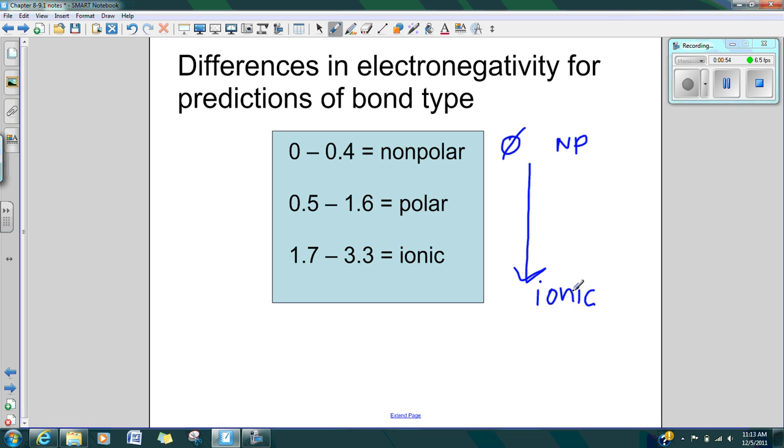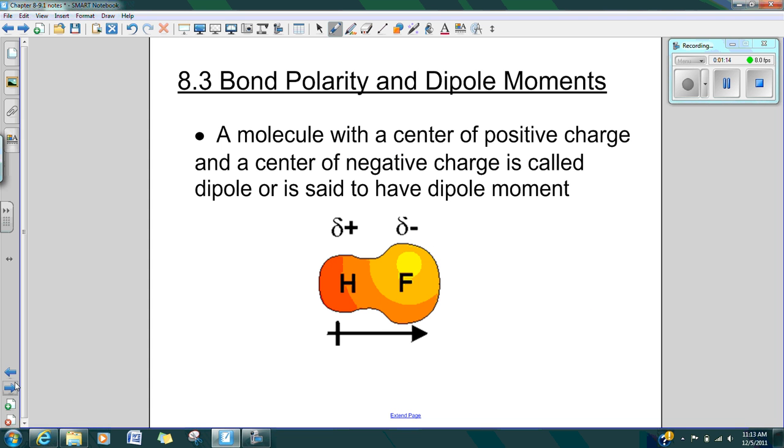Now, for the most part, this is a guideline anyway. There's going to be tons of overlapping, and most of it's going to be determined by their shape, which is what we're going to talk about later in this chapter. So for the most part, just take a look at, yes, I can subtract their electronegativity values. If it's really, really low, I have a nonpolar substance. If it's very high, I have ionic.